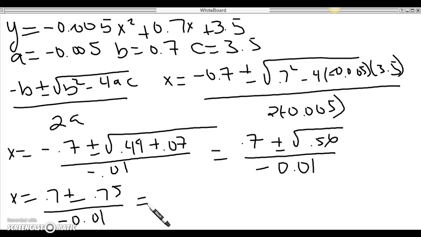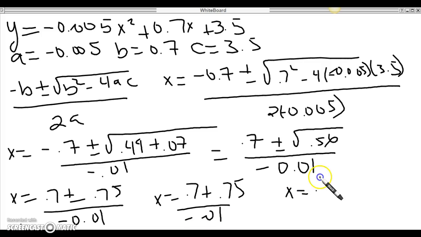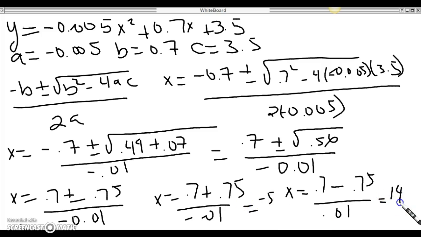So I have 2 different ones. So I get X equals 0.7 plus 0.75 over negative 0.01, or X equals 0.7 minus 0.75 over 0.01. And only one of them gives me a positive answer. This one gives me negative 5, and this one gives me 145. So this is the only answer that makes sense. So I get 145 feet. I hope this helps.